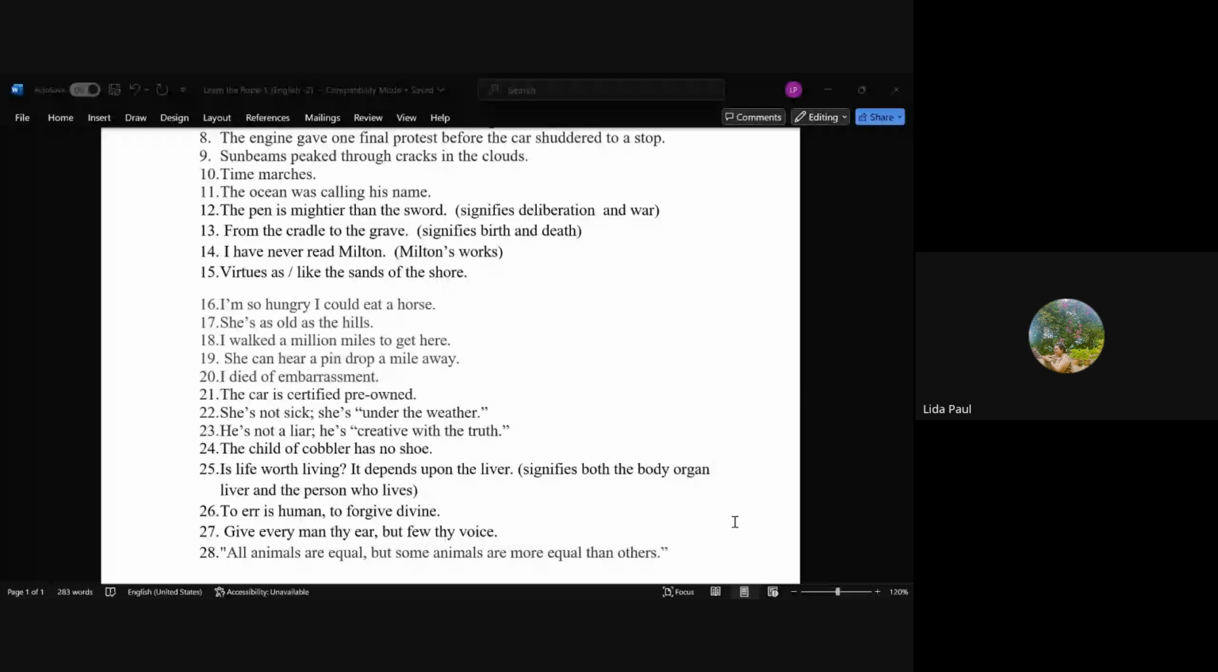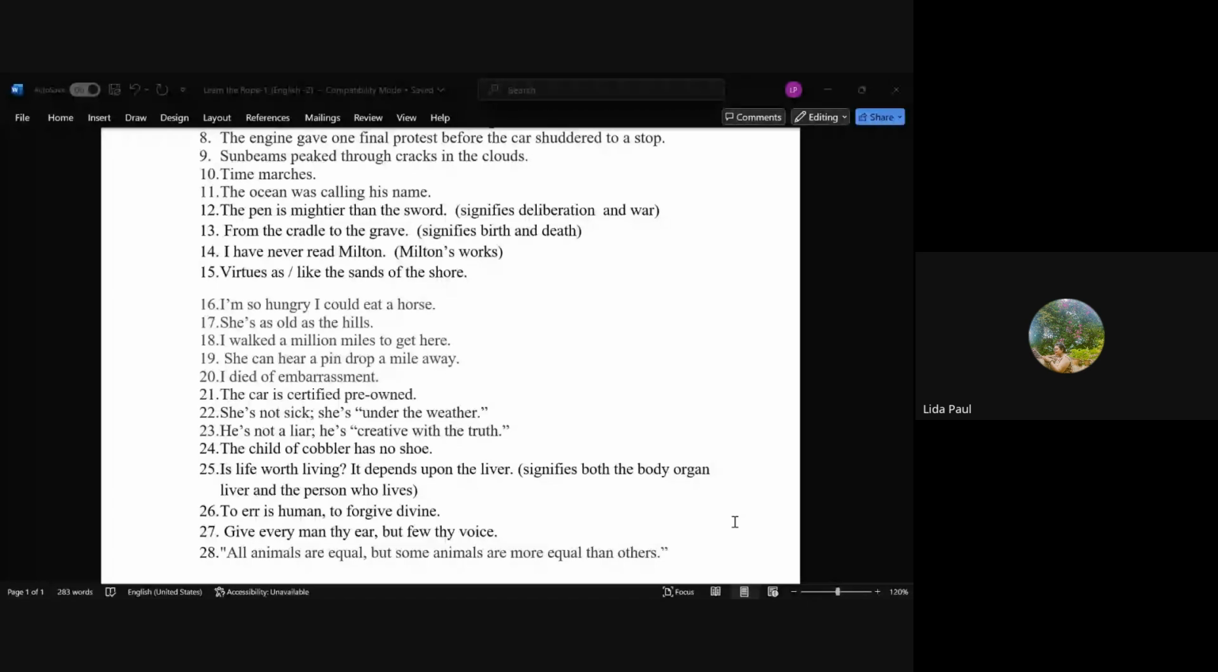Okay. 22nd: she's not sick, she's under the weather. Again, the same. Euphemistic usage again. Euphemism. How about 23rd? He's not a liar, he's creative with the truth. Euphemism again. Same.